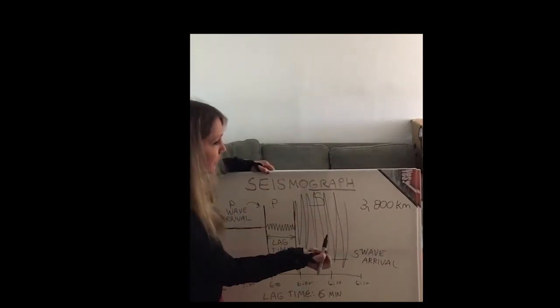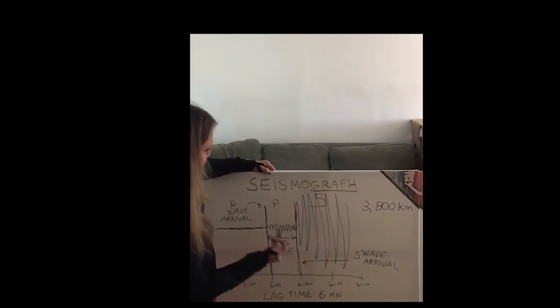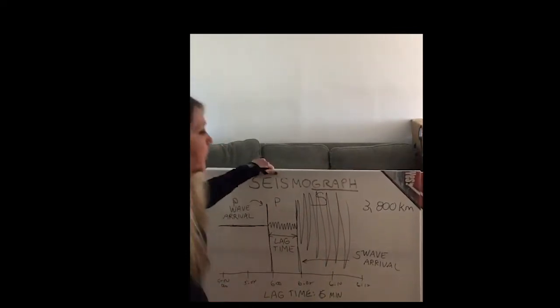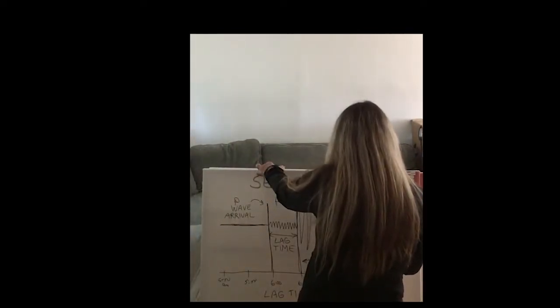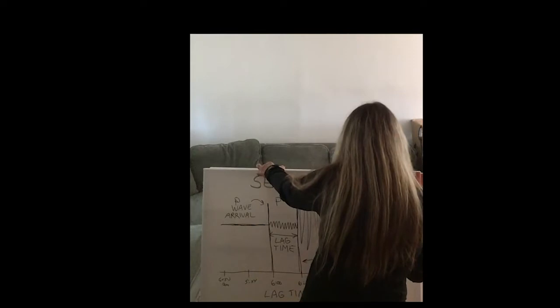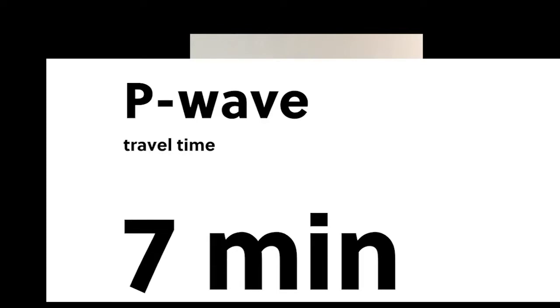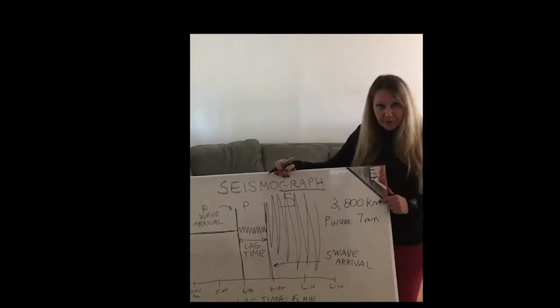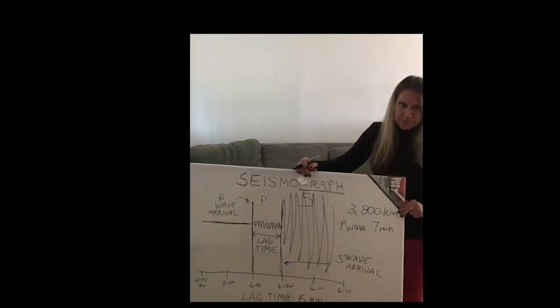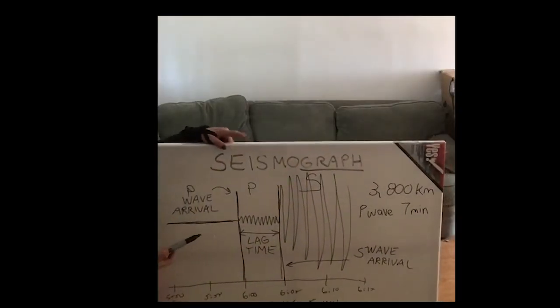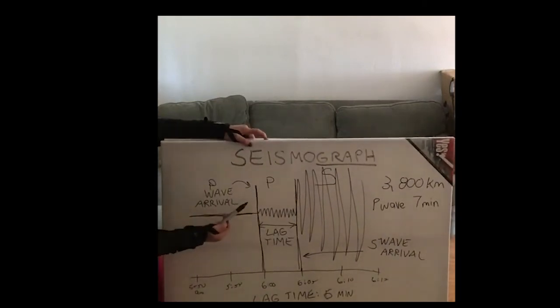The next thing we were able to figure out is how long it took a P wave to travel. So the P wave was 6 minutes and 40 seconds. We're just going to round it up to 7 minutes. So we're going to say the P wave took 7 minutes to go 3,800 kilometers. We have the seismograph again, just this P wave arrival.